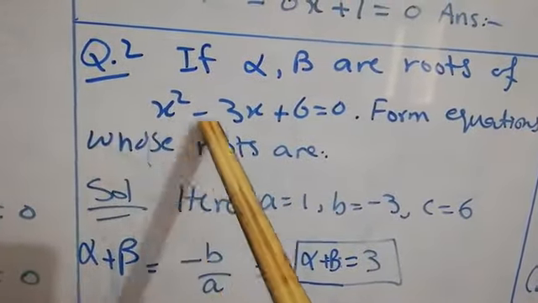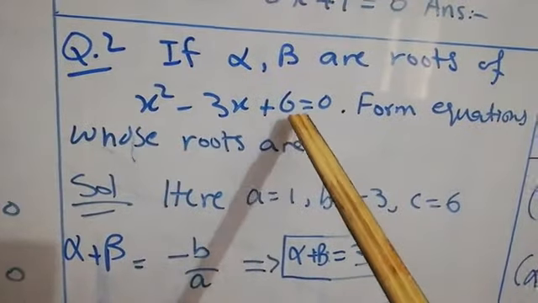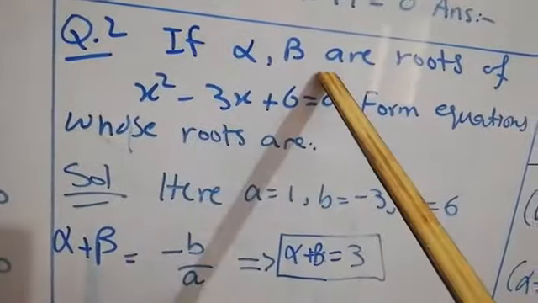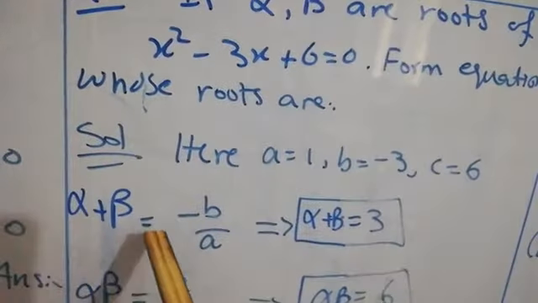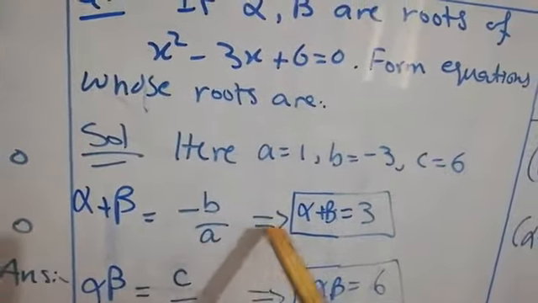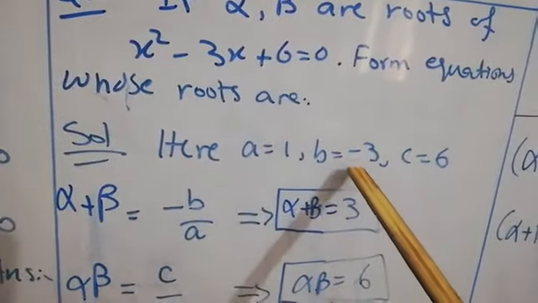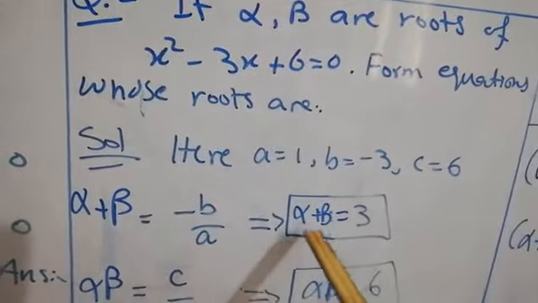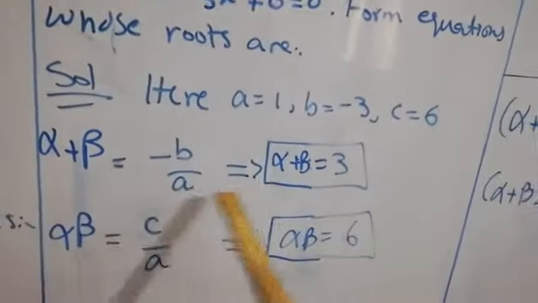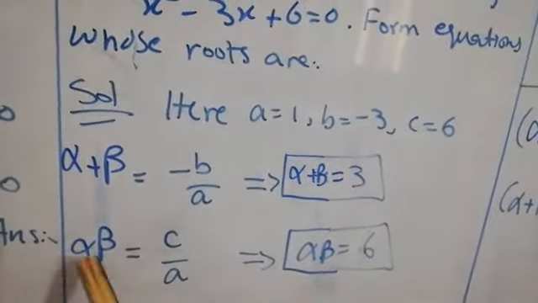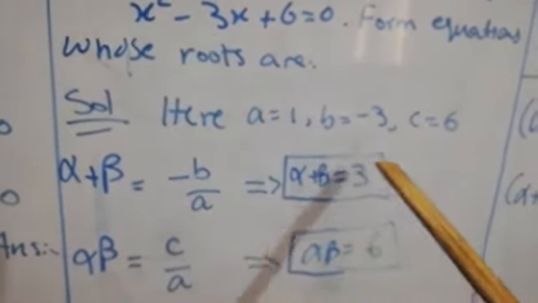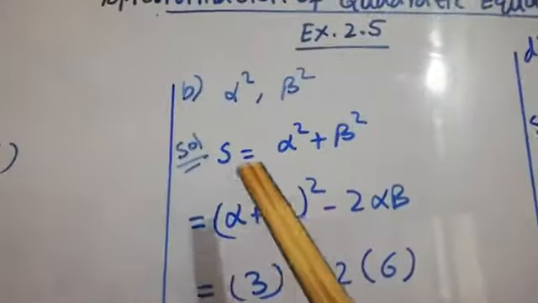First of all, from here we will get the values of a equals 1, b equals -3, c equals 6. You know that if alpha and beta are given in this question, we will write alpha plus beta equals -b by a, so putting the value of -b, it is plus 3 by 1. It means alpha plus beta equals 3. And the product of these roots, alpha beta, is equals to c by a, means 6 by 1. So alpha plus beta equals 3, alpha beta equals 6.